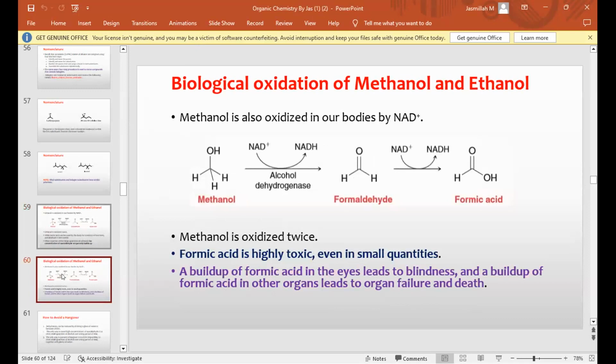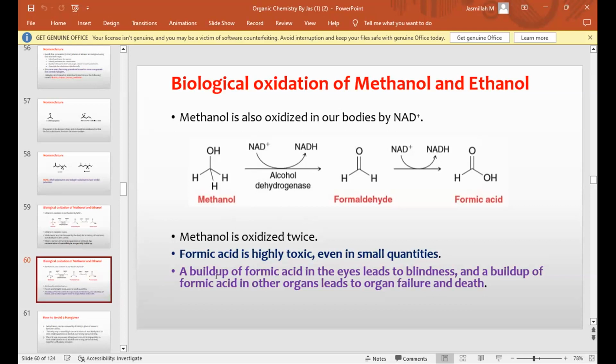Okay, so we have methanol. If you've heard of an alcohol like Chang'aa, methanol is found in those alcohols. Methanol is found in Chang'aa. Now, the oxidation of methanol is even more poisonous than that of ethanol.